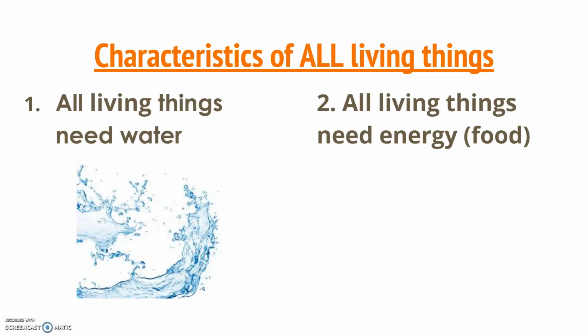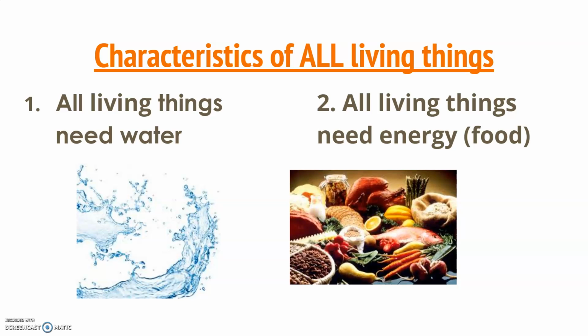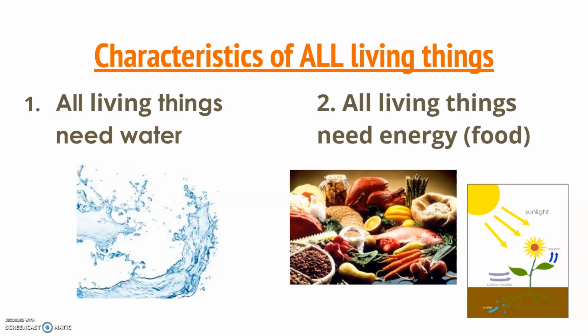The second item on our list is that all living things need energy. Like humans, need food. Now, not every single living thing consumes food like we do. Some living things get energy in other ways. Like plants, get energy through a process called photosynthesis. Plants use energy from the sun to convert water and carbon dioxide into energy, and this energy is used to help the plant live. If the item does not need energy to survive, it's not a living thing.